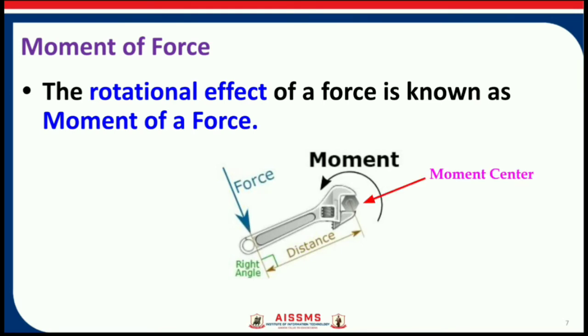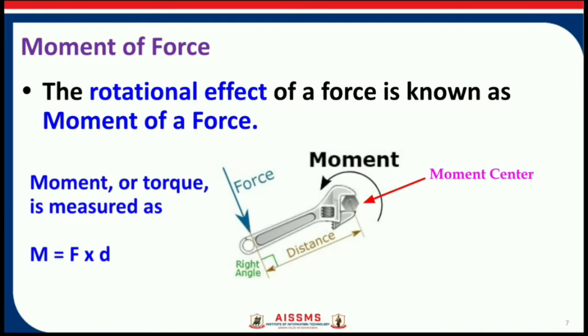So this point at which the rotational effect is produced is called as moment center. Now you can observe the force is acting in the downward direction and the distance at which it is acting from the wrench is it's acting at a perpendicular distance. So moment, basically it is a rotational effect of a force, and we can compute its magnitude by multiplying the force into the perpendicular distance from where it is acting.